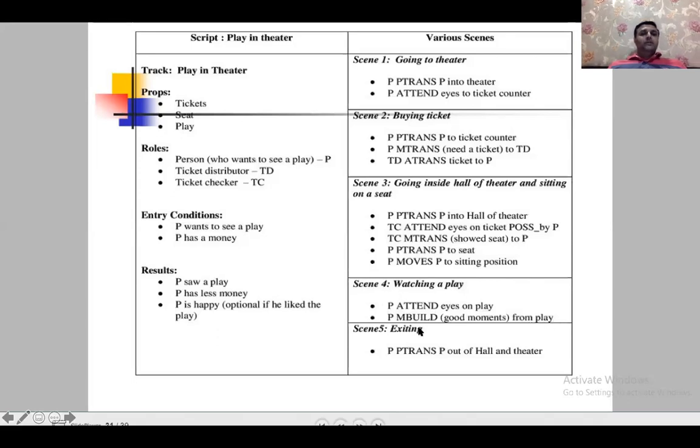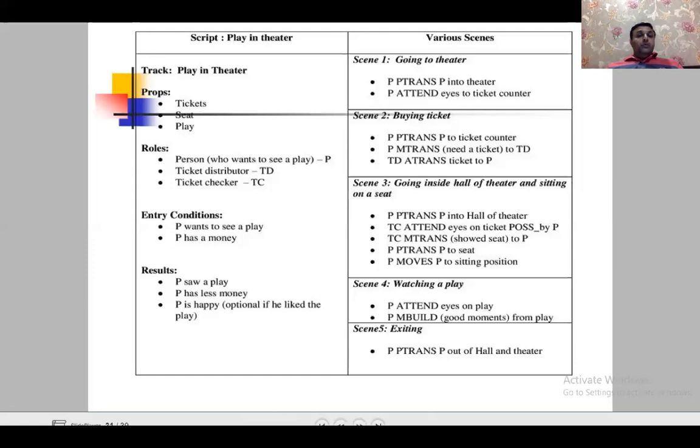And scene 5 is what? Exiting. Now what does it do? He exits from that particular theater, the play is over. Now he is exiting from the hall, the theater hall. So P trans P out of hall and theater. So this is the entire sequence of the scenes that you need to list out. You need to identify them in a proper sequence, and the same has to be represented using the conceptual dependency primitives that we had learned in the previous technique.